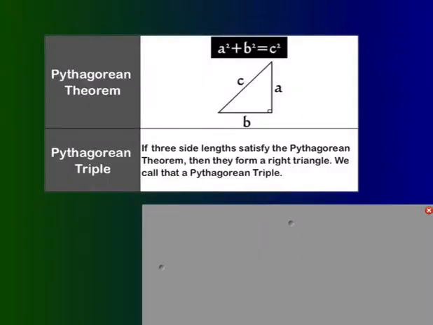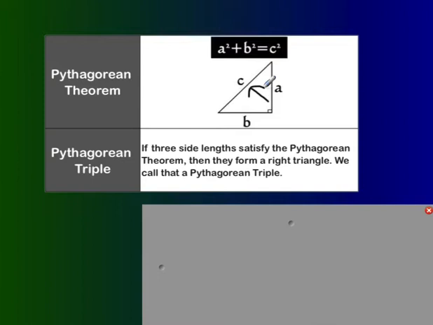So let's go ahead and recall what the Pythagorean theorem is. The Pythagorean theorem is a squared plus b squared is equal to c squared. Now remember, c squared always represents your hypotenuse sitting across from the right angle. So what is a Pythagorean triple then? A Pythagorean triple says that if three sides can satisfy the Pythagorean theorem, then they form a right triangle and we can call them a Pythagorean triple.